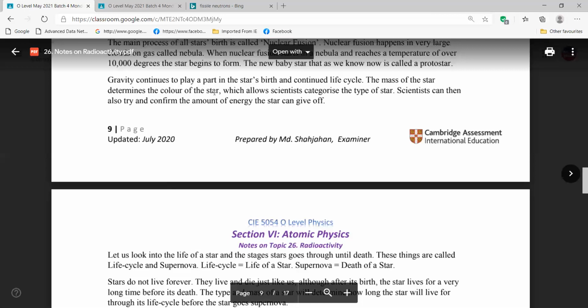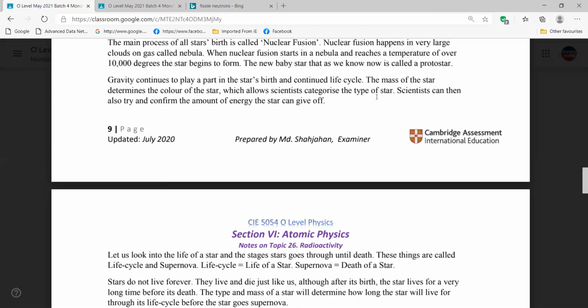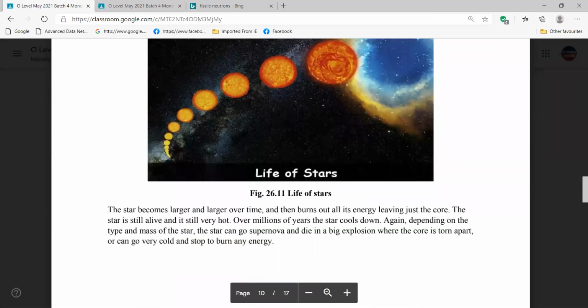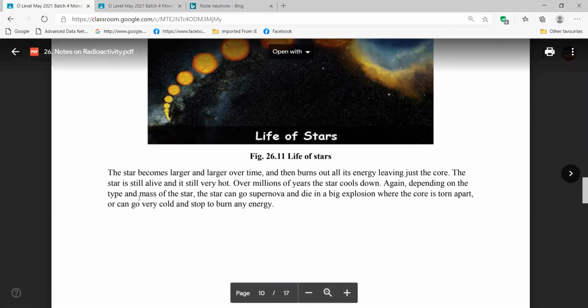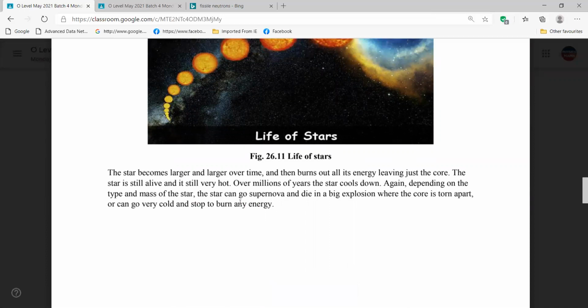That's why I told you there are lots of discussions here. If we discuss it, it will take hours and hours. So here I came back to give you some idea that the mass of the star determines the color of the star, which allows scientists to categorize the type of stars, right? So we go back to our discussion, the one you said is going over your head. Again, depending on the type and mass of the star, it can go supernova and die in a big explosion where the core is torn apart.